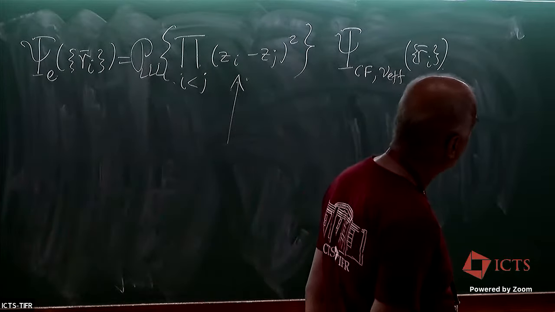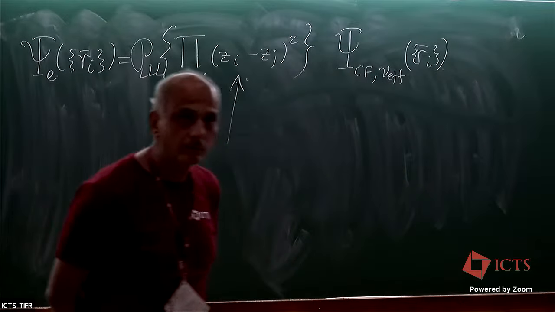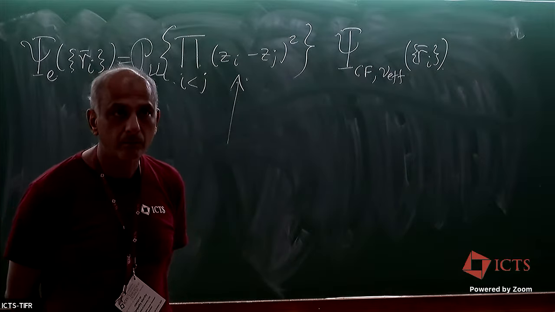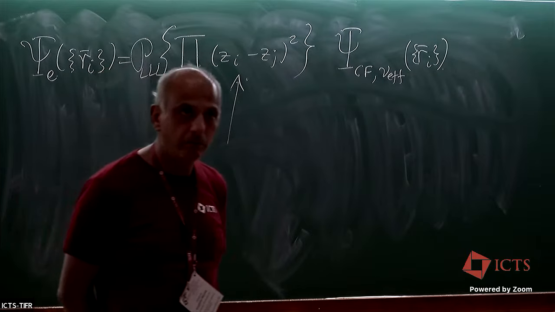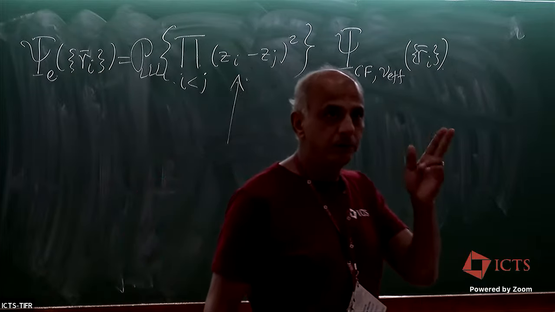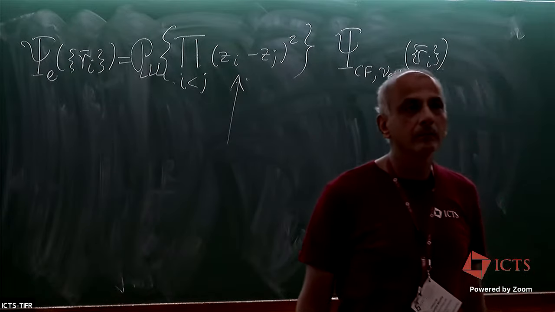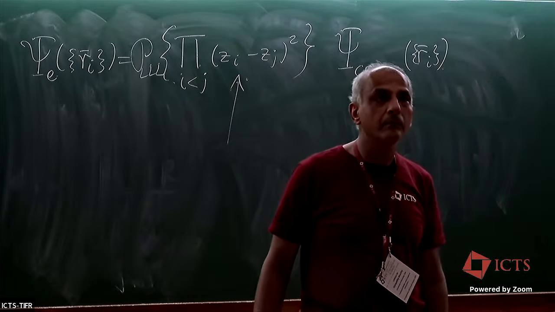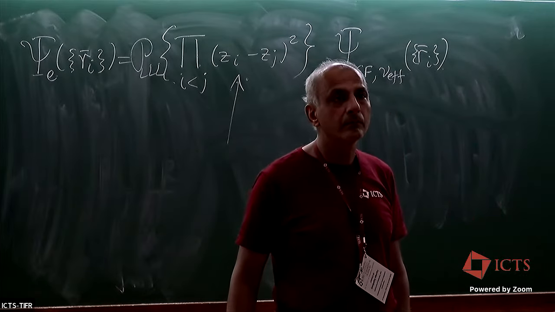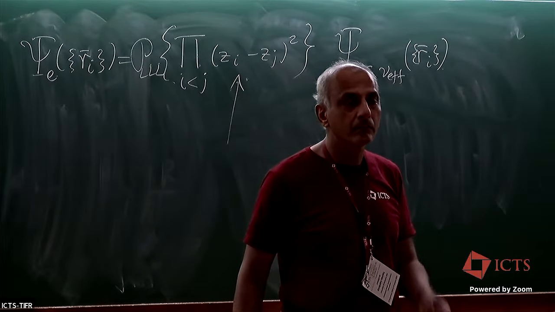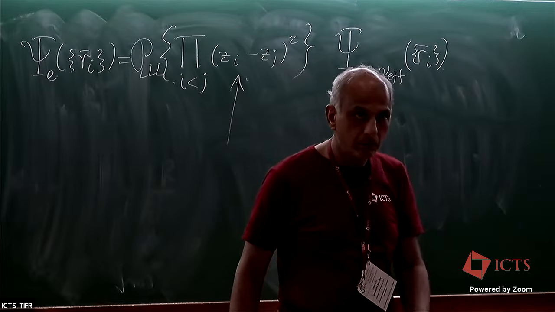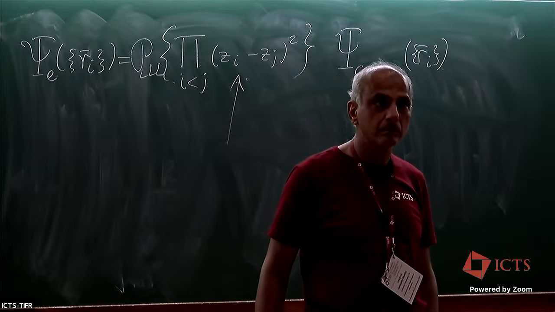Psi CF, nu effective. So for nu effective equal to 1, that is the 1/3 state, and the 2/5 state is nu effective 2. But what about the anti-symmetric factor? When we wrote the wave function for one Landau level in a symmetric gauge, how do we impose the anti-symmetry?